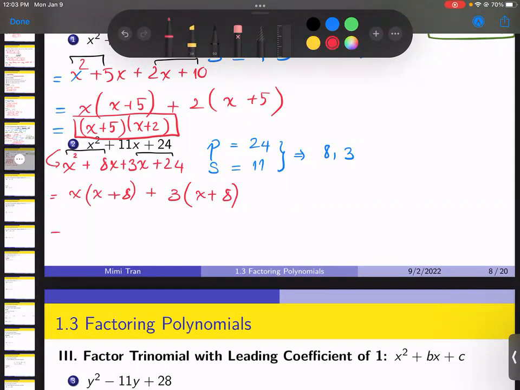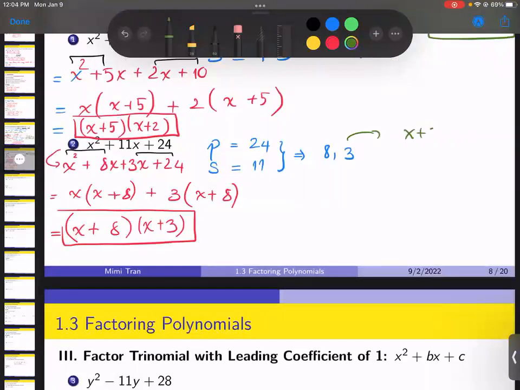And then I factor out x plus 8 from both. What's left is x plus 3. Or once you have the 8 and the 3, you can just go ahead and do x plus 8 times x plus 3 right away, or x plus 3 times x plus 8. Okay, so that's guess and check. You should have, the answer should be the same.